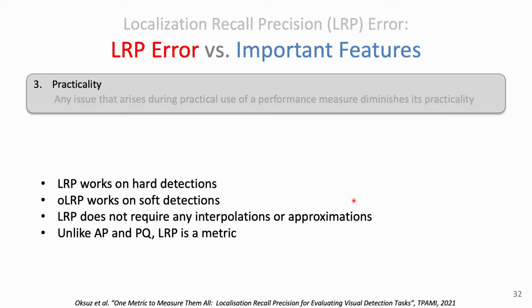If you look at the practicality feature, we showed in our paper that LRP error can be used for hard detections and soft detections. LRP error does not require any interpolation or approximation, and unlike average precision and panoptic quality, LRP error is a metric. Therefore, we can say that LRP error is actually practical. It does not have any practical issues in practice.